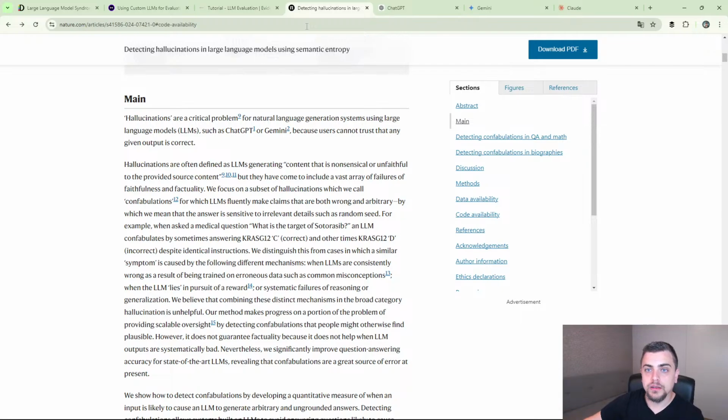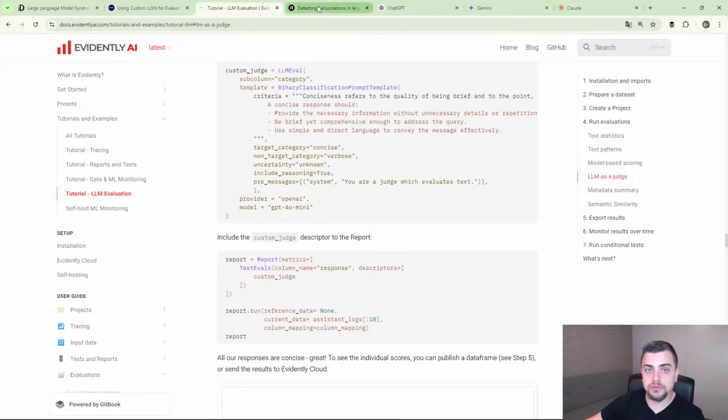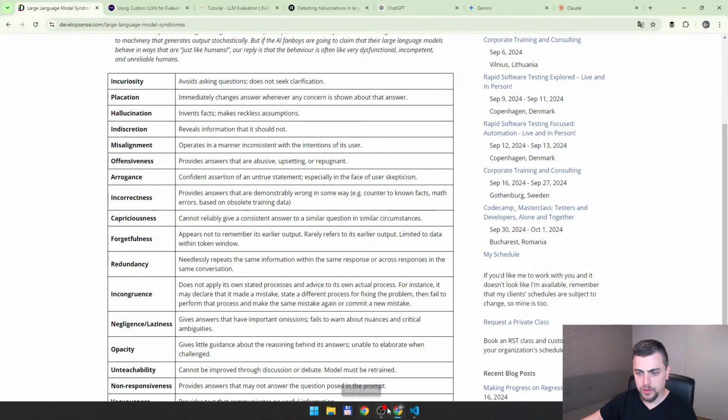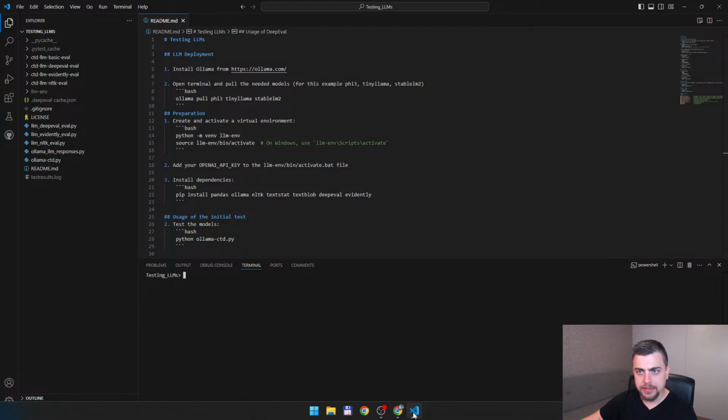But let's keep it open. Let's keep every kind of tab open here, and let's open the testing large language model repository.